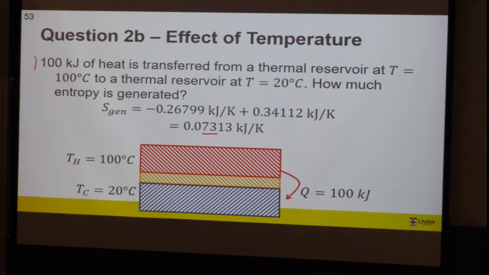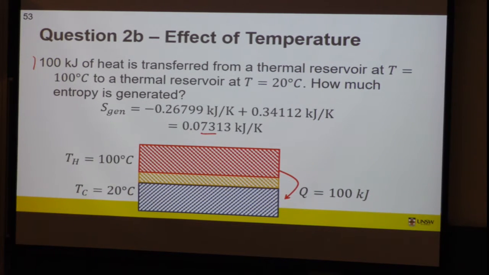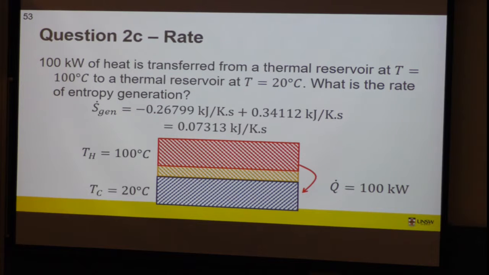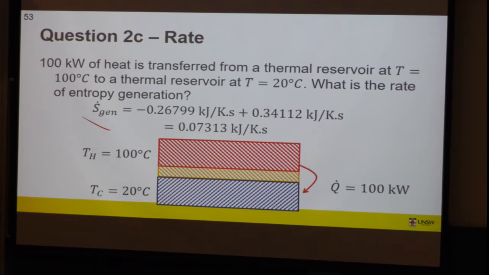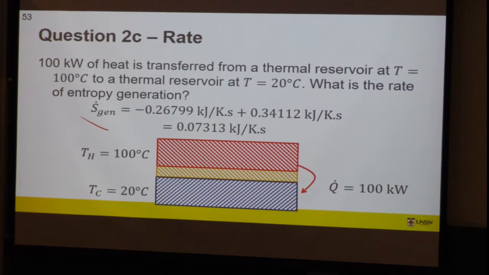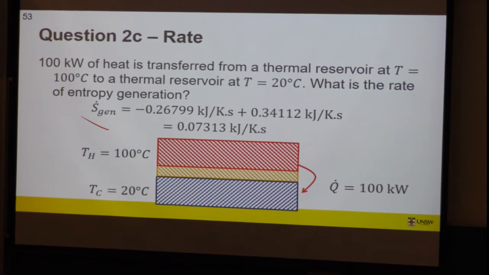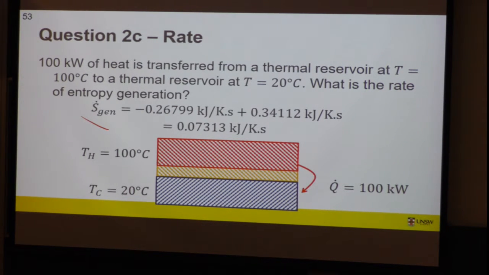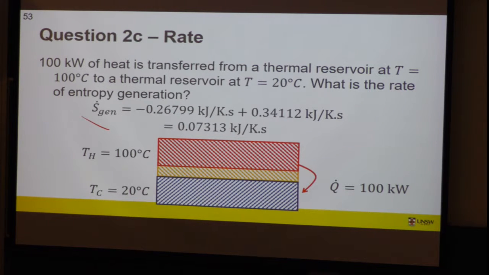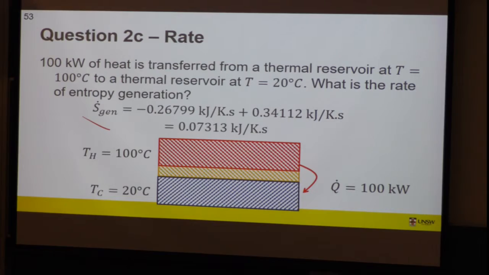Here, this is B, 100 kilojoules of heat is transferred. C, I just said 100 kilowatt of heat is transferred. You can do this on a rate basis. And now I've just said S gen with a dot on top of it. So this is just to show that it exists both as an absolute quantity, a specific quantity, and as a time rate quantity. How are we doing?